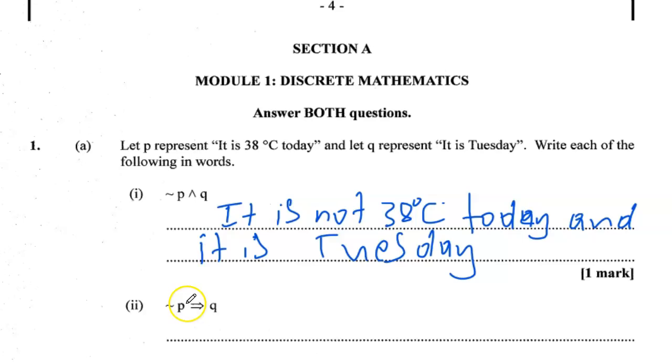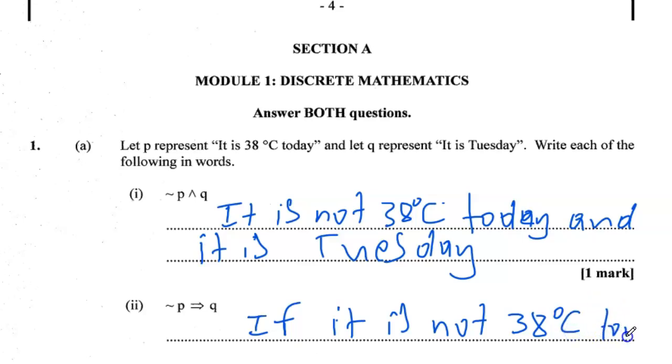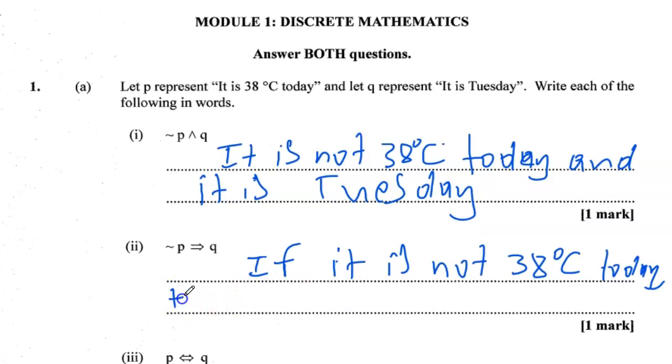Not P implies Q, or it's an if-then statement. If not P, then Q. So if it is not 38 degrees Celsius today, then it is Tuesday.